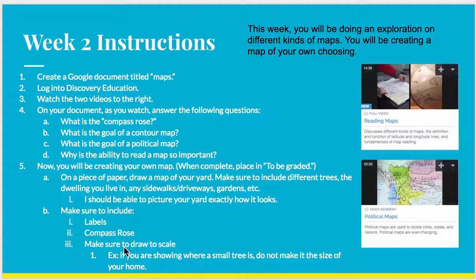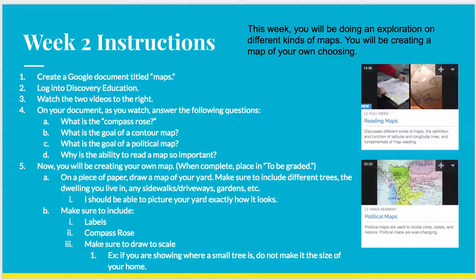Make sure on this map, and this is probably the most important thing, to include these things. Label different important things, put a compass rose, and make sure that you draw it to scale. An example of that is if you're showing where a small tree is, do not make it the size of your home. Make the tree much smaller. I'm not asking you necessarily to draw or write what the scale of your picture is, but just make sure that things are relative to one another. So if your house is very large and a bush is very small, you don't make them the same size in your picture.